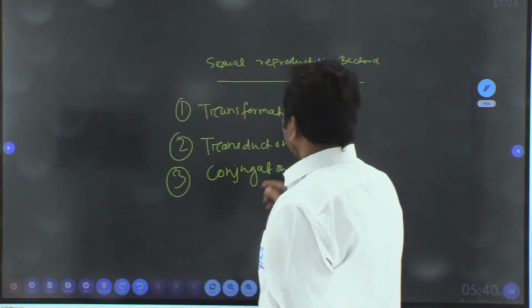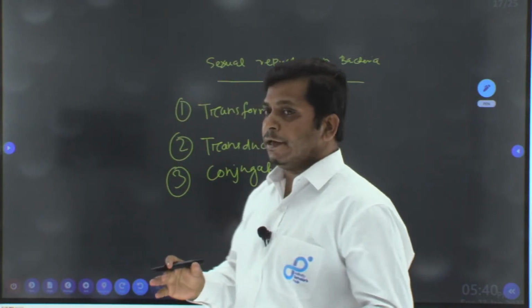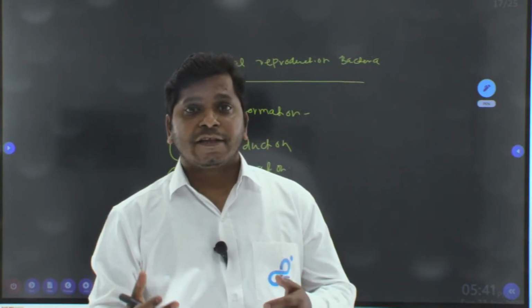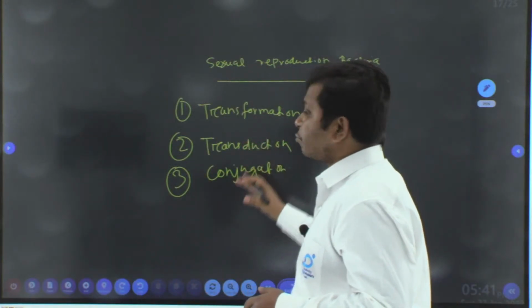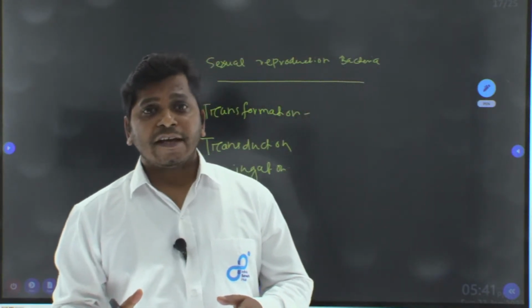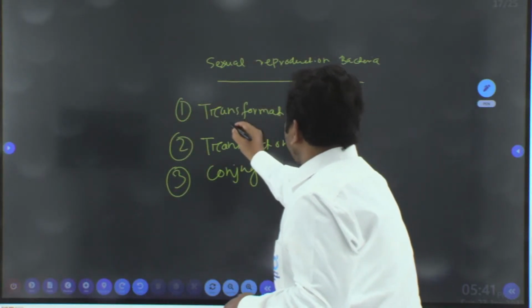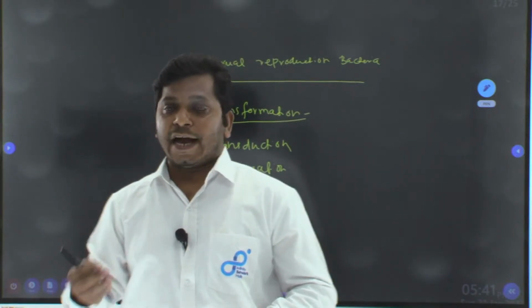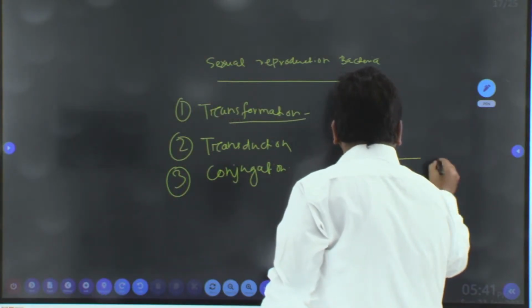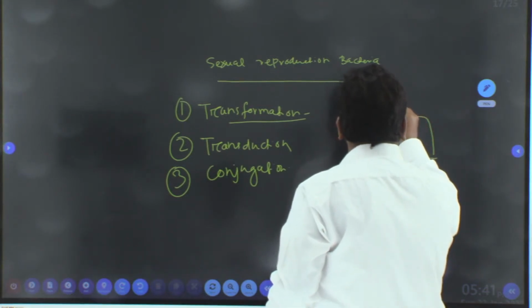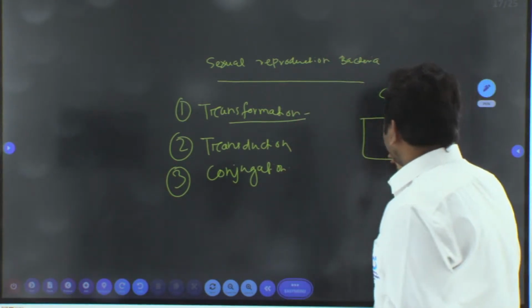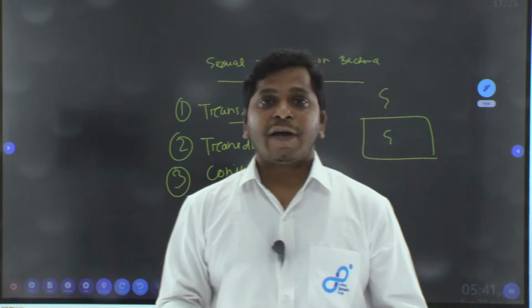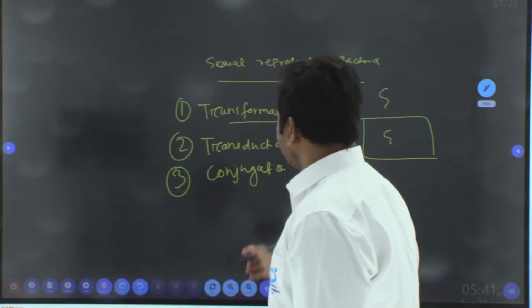If you look at transformation, in the case of bacteria, sexual reproduction is not a real sexual reproduction. It is just the transfer of genes. But how does the transfer of genes occur? In the transformation process, the gene is directly taken up by the bacterial cell. Suppose this is a bacterial cell and this is DNA outside. The DNA will be directly integrated into the bacterial cell. So that is called transformation. So transformation is a direct uptake.